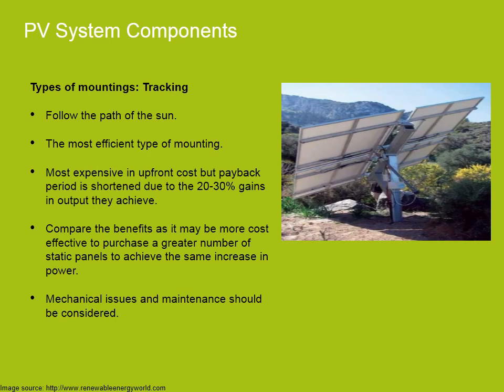Tracking or automated mountings follow the path of the sun during the day to maximize the solar radiation that the solar panels receive. A single-axis tracker tracks the sun only in an east to west movement, whereas a dual-axis tracker tracks the seasonal movement of the sun in addition to the daily east to west movement. Though this is the most effective system in terms of maximizing solar exposure, it is also the most expensive.